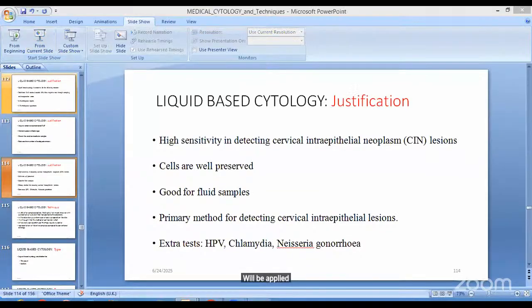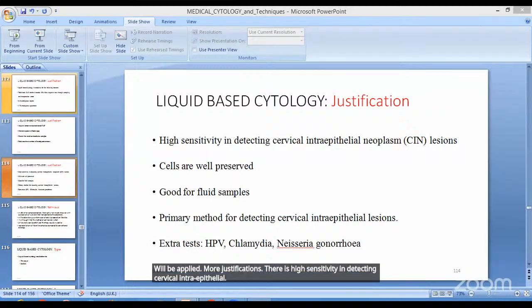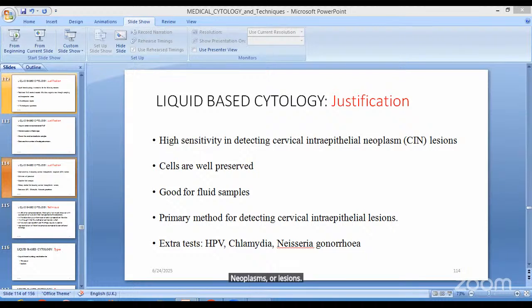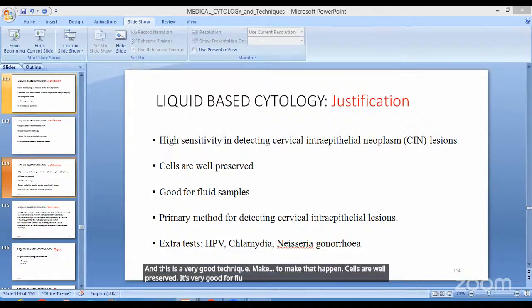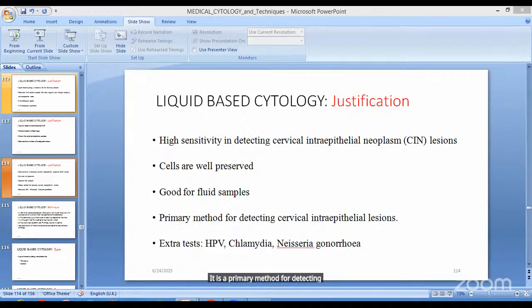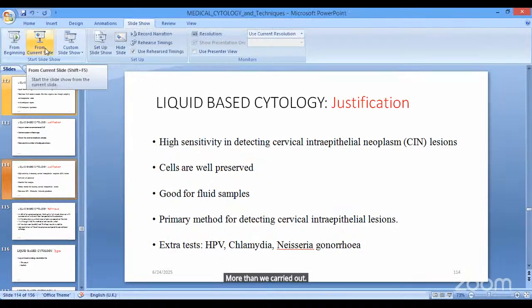And more justifications. There is high sensitivity in detecting cervical intraepithelial neoplasms or lesions. LBC is a very good technique to make that happen. Cells are well preserved. It's very good for fluid samples. It is the primary method for detecting cervical intraepithelial lesions. Then more tests can be carried out: HPV, molecular testing, chlamydia, gonorrhea. You can keep more samples for microbiology investigation.